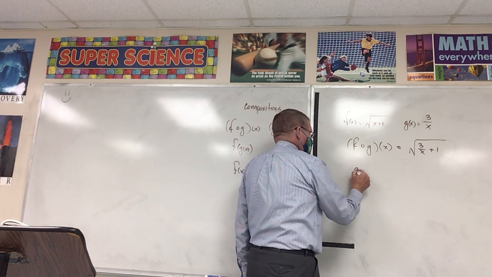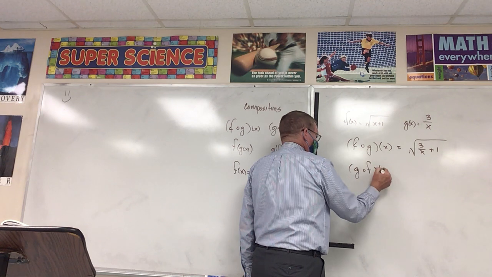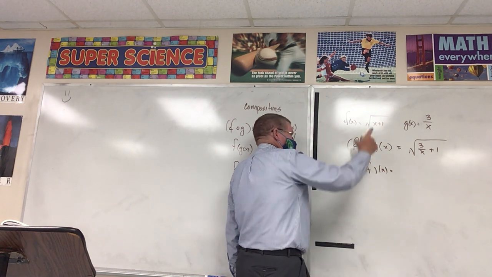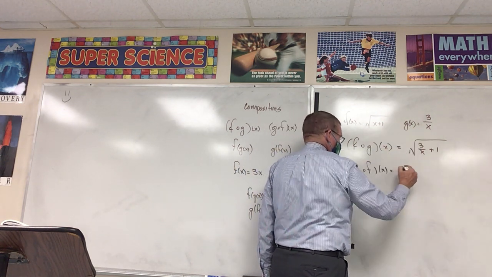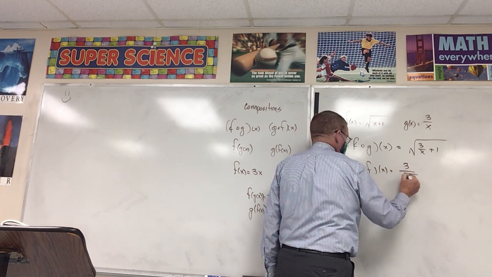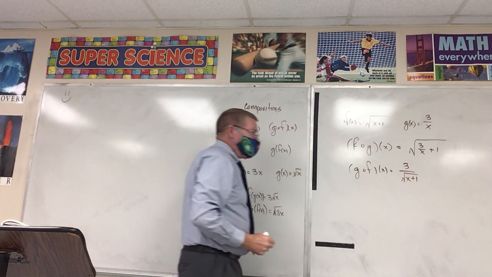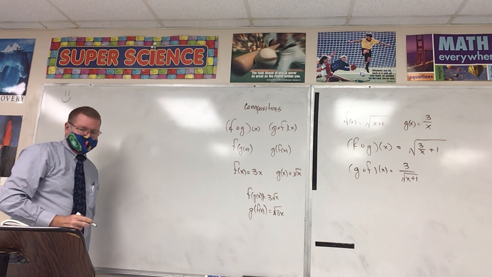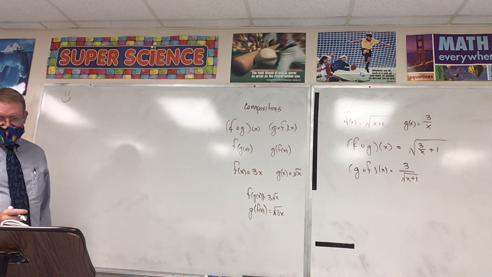Alright, if I had g circle f, that means I'm going to take the first one and place it into the x of the second one. That's 3 over the square root of x plus 1. Dealing with compositions.